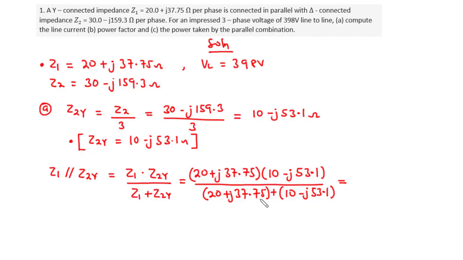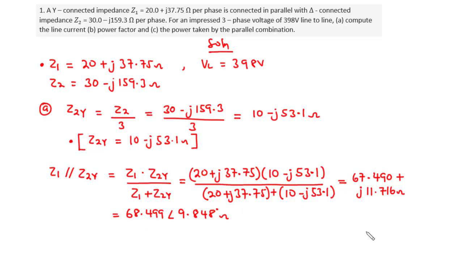And then when you compute this, you are going to get 67.490 plus j11.716 ohms. So this is the parallel combination of Z1 and Z2y. Now converting this from the rectangular form to the polar form, you have 68.499 angle 9.848 degrees.